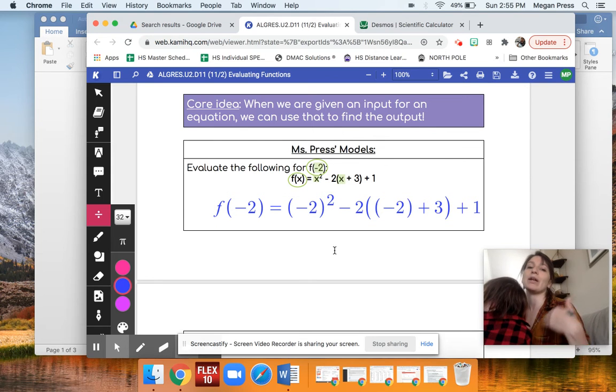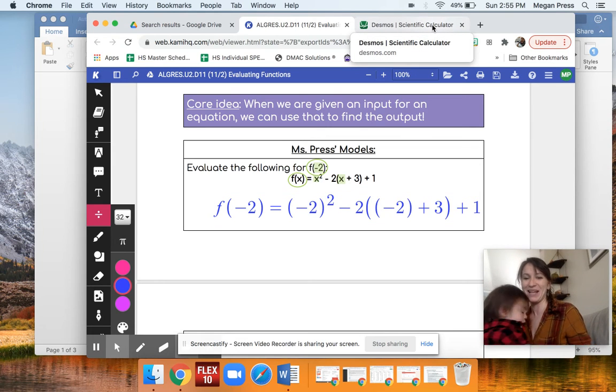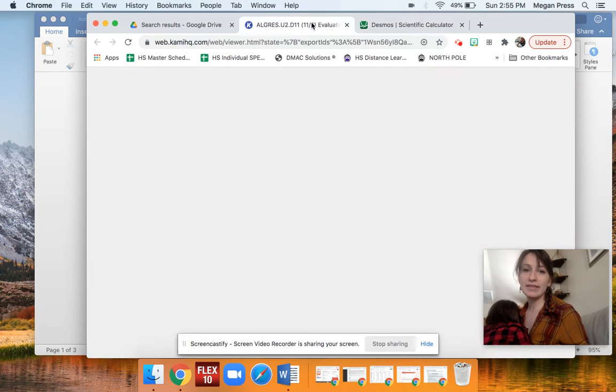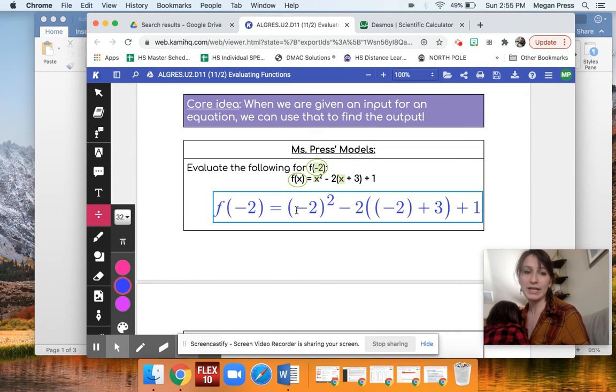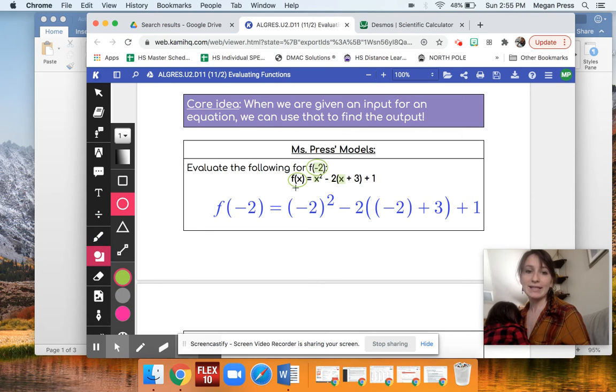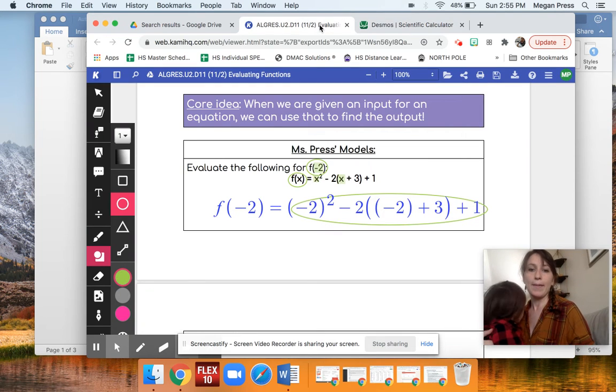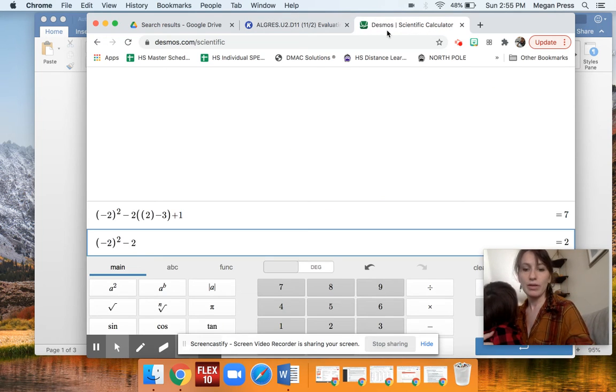And remember, before we spent a long, long time trying to simplify that, but we learned a hack. And here's our hack. I have my Desmos scientific calculator. And I'm going to put this expression over here in my calculator exactly the same way it looks right here. So I'm going to put parentheses, negative 2. And then I can do it again, shift 6 squared. And then I think it was minus 2, parentheses, parentheses, negative 2.